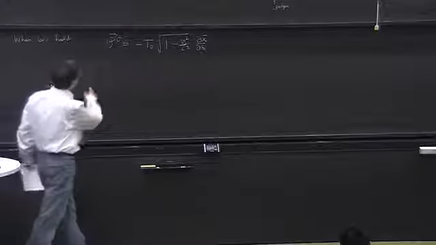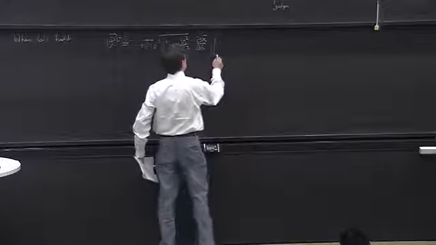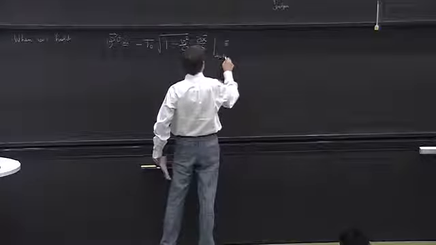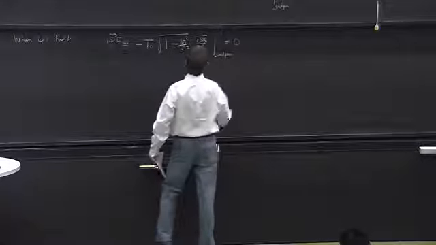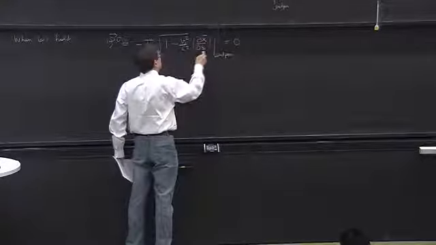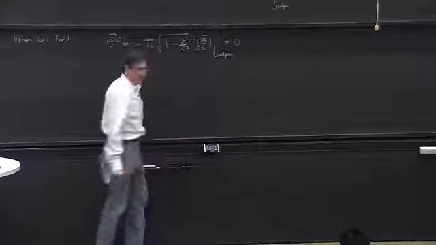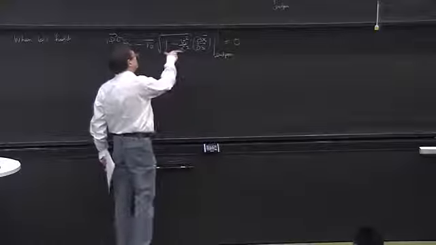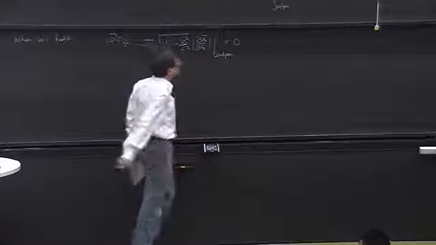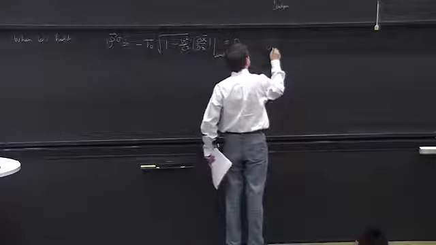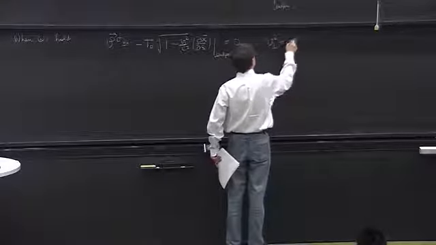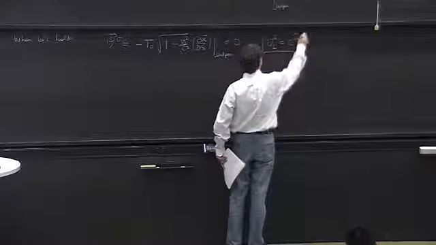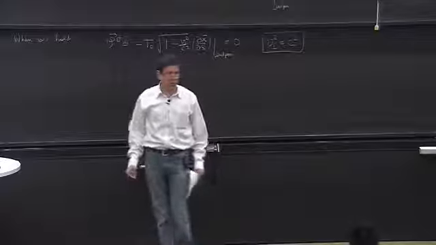Now, this thing must vanish at the endpoints. And this is a unit vector again. So if it vanishes at the endpoint, the only possibility is that this factor vanishes. So V perp at the endpoints is c. And the endpoint must move with the speed of light.